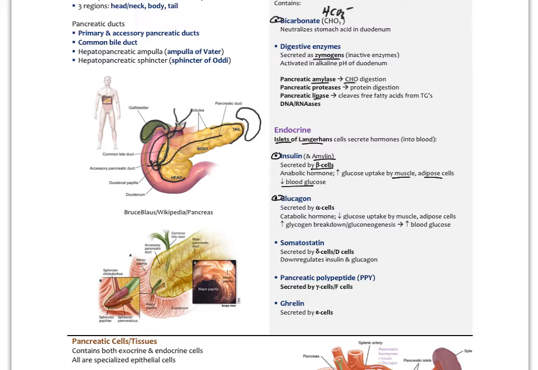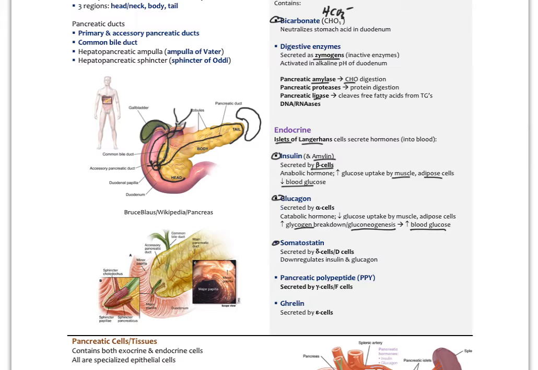Glucagon is secreted by alpha cells. This is a more catabolic hormone working opposite of insulin. So it's decreasing glucose uptake by muscle and adipose, increasing the breakdown of glycogen and stimulating gluconeogenesis, which, as you remember, is the production of glucose from substrates such as amino acids, lactate, and the glycerol and triglycerides. And that is going to increase blood glucose. And then somatostatin is secreted by delta cells, the D cells, and these cells actually downregulate insulin and glucagon secretion.